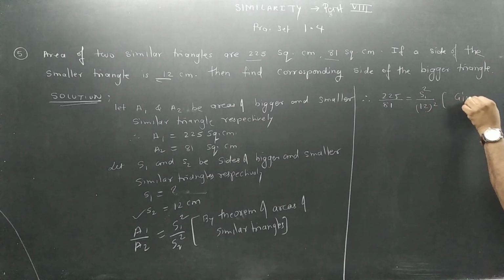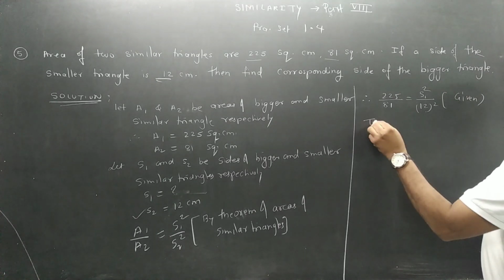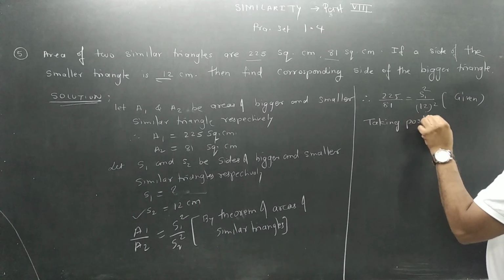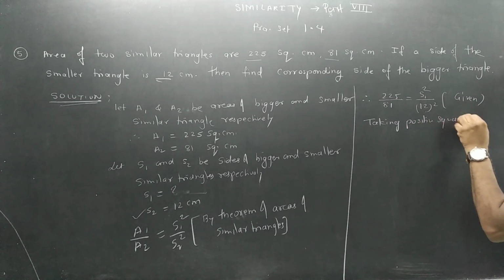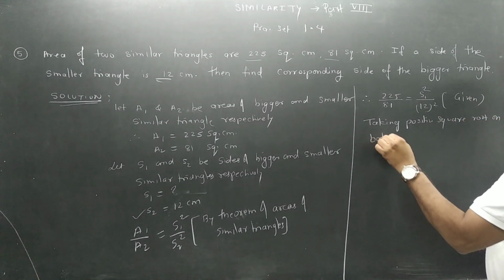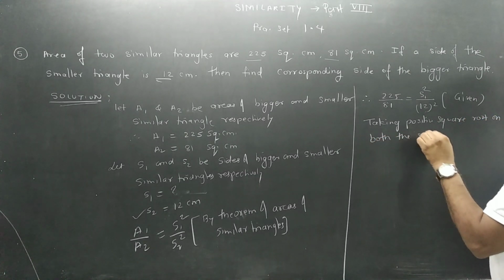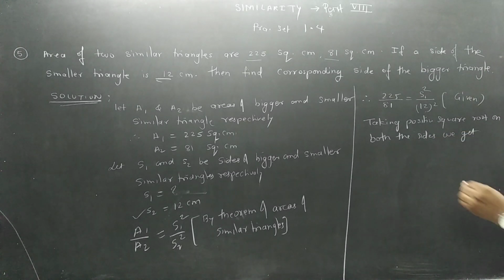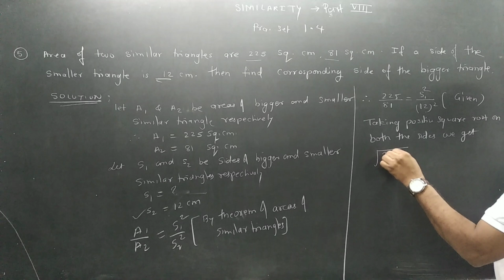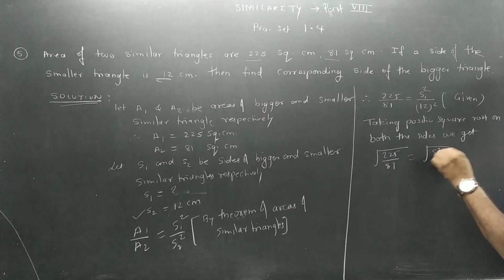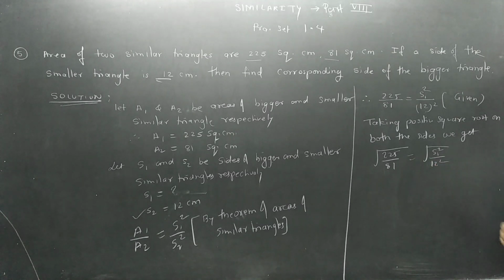Now what you are going to write is, taking positive square root on both the sides, we get root of 225 upon 81 is equal to S1 square upon 12 square.